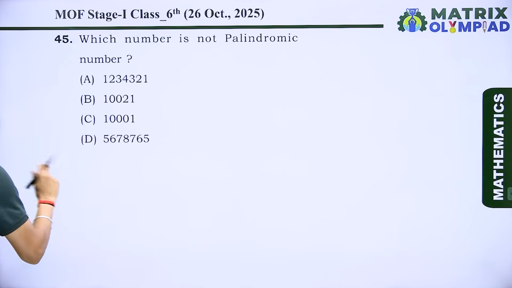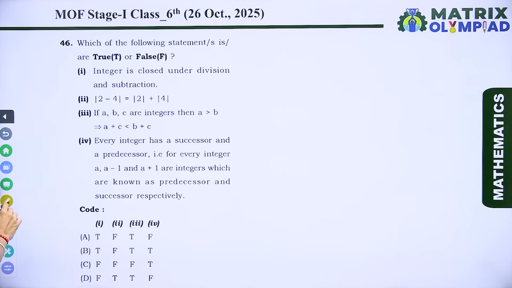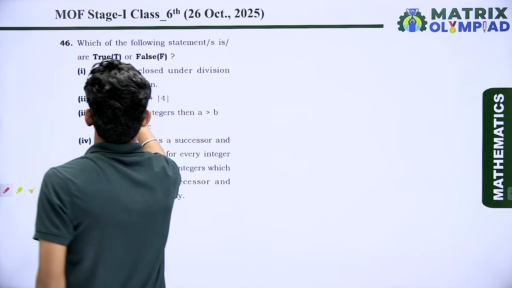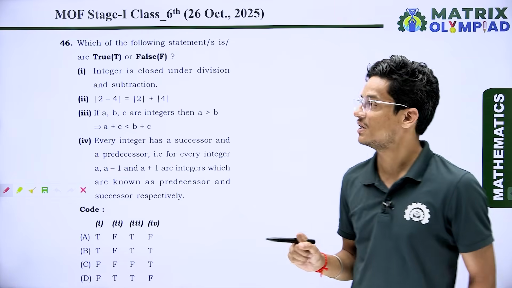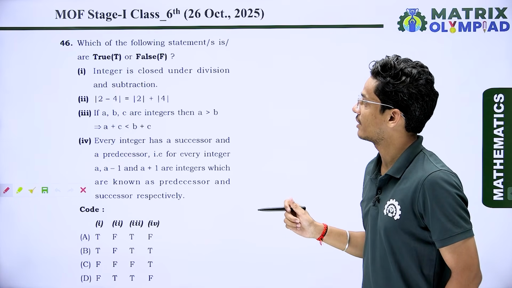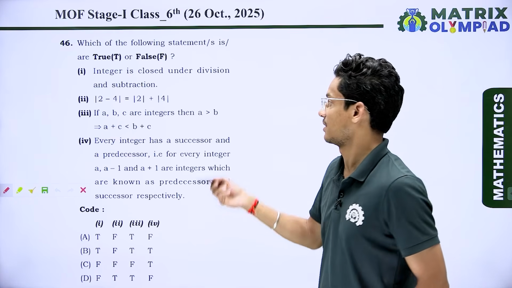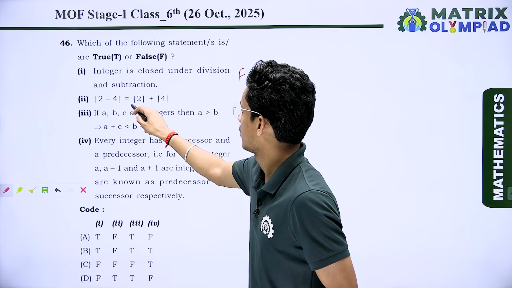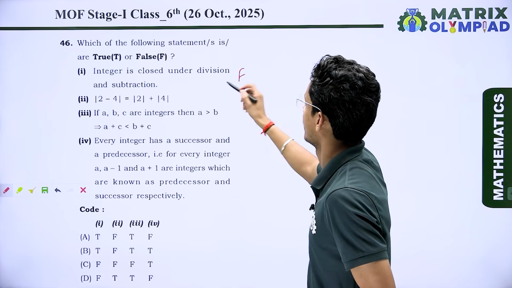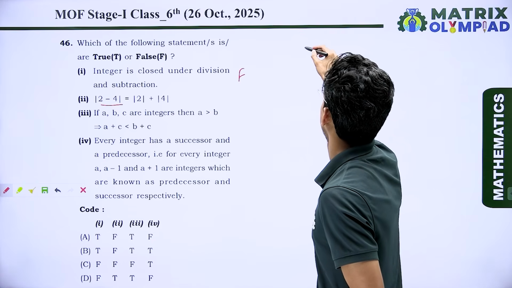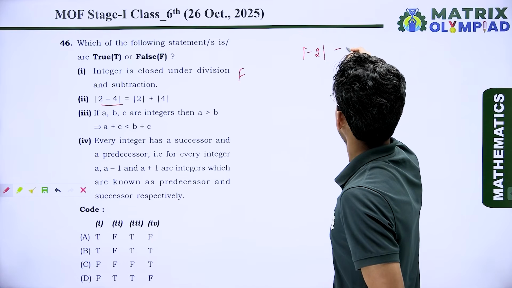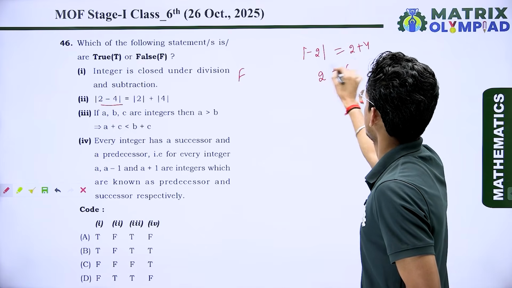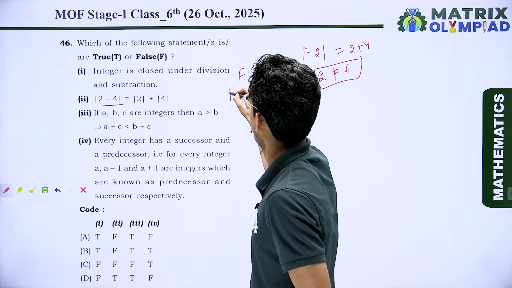Okay. So now the next question is: which of the following statements are true and false? Statement number 1, integer is closed under division and subtraction. Yes, this one is false, we can say. Second, 2 minus 4 equal to mod of 2 plus mod of 4. When I simplify it, I can write mod of minus 2 is equal to 2 plus 4. It means 2 equal to 6. This is not possible. It means this one is again false.